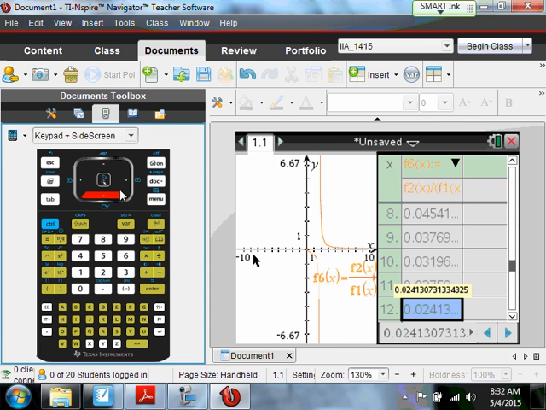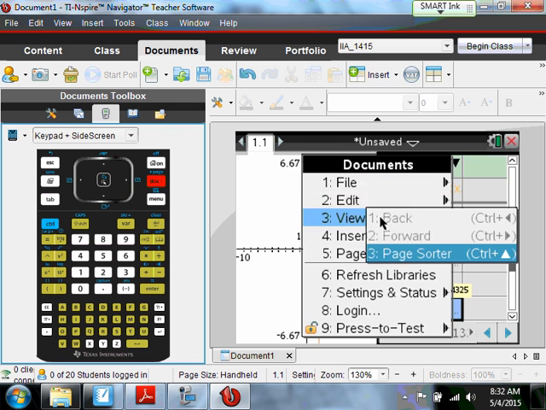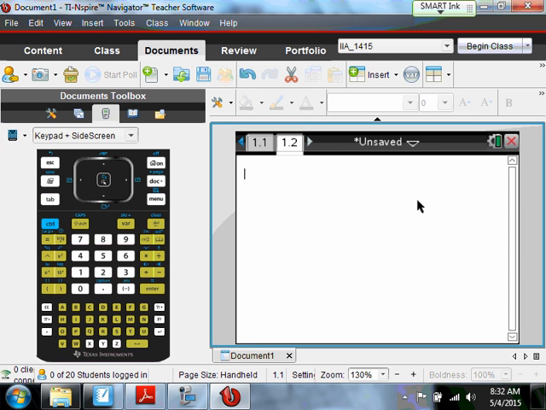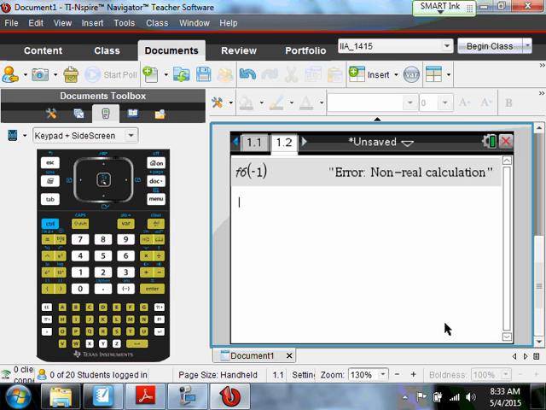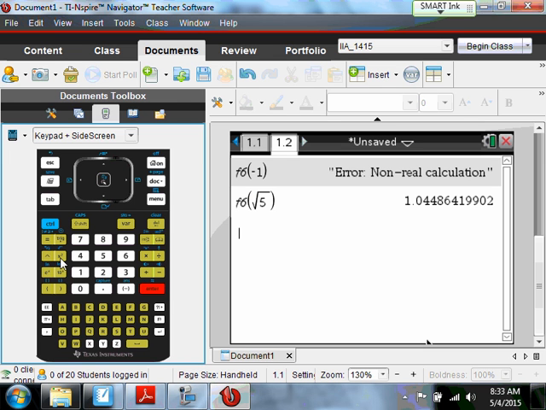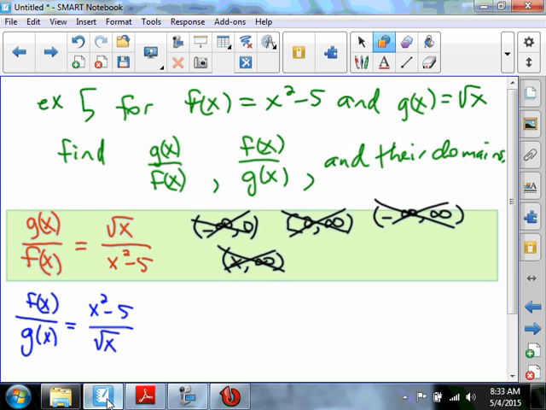Let me try something here. Now this is F6, right? Let me insert a calculator. F6 of negative 1 is non-real. Let me try F6 of the square root of 5. That worked. That's surprising that it did. It's real surprising that it did. So the domain here isn't all real numbers.